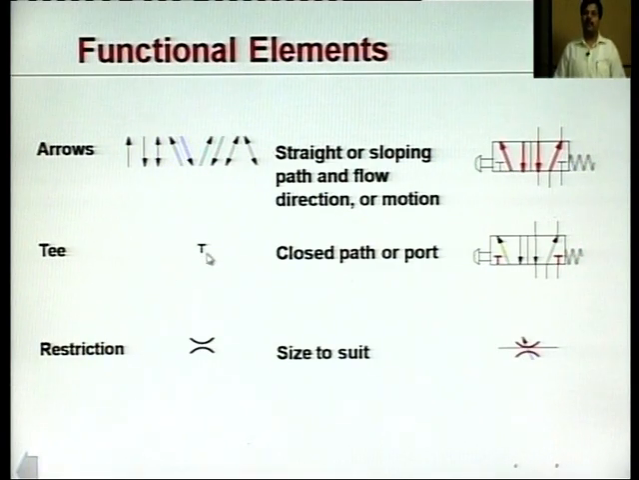We also sometimes come across T type of symbols in the same type of pneumatic circuits, as can be seen over here. These symbols represent that the ports being guarded by these symbols are closed ports. It means no fluid is going to flow in any direction from these ports, or they are closed.